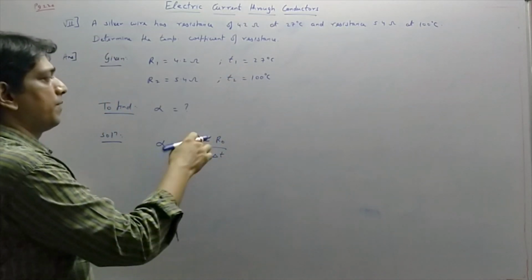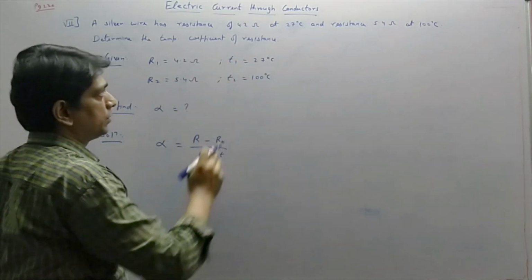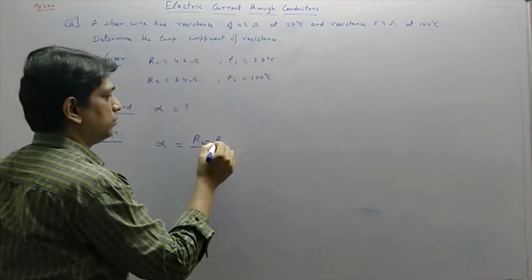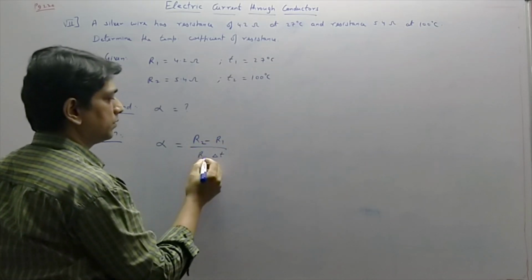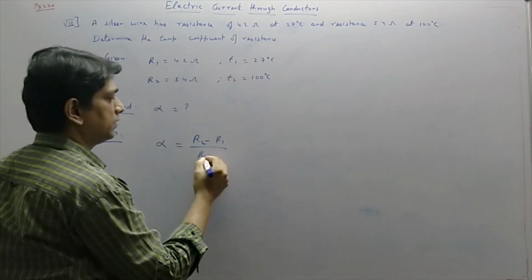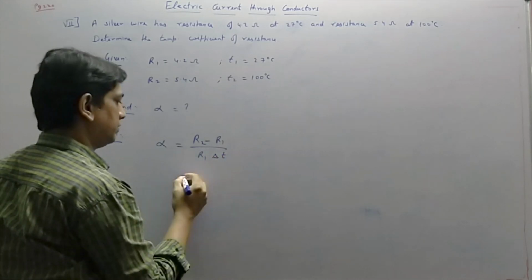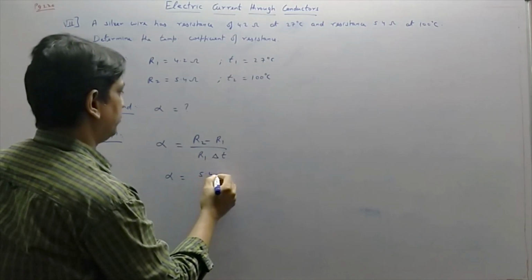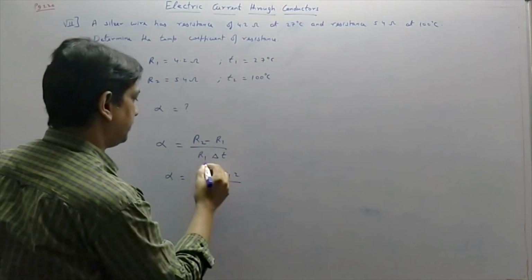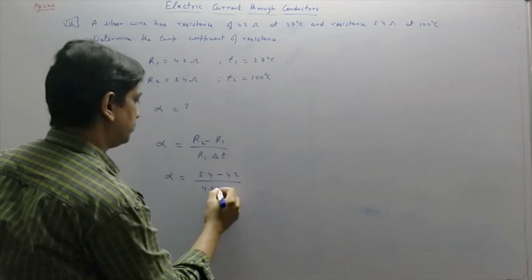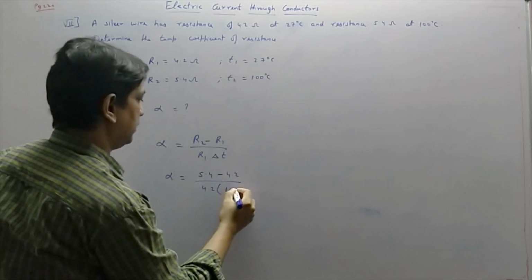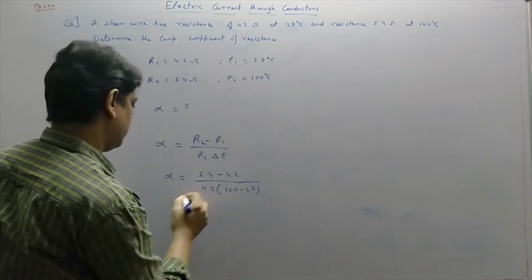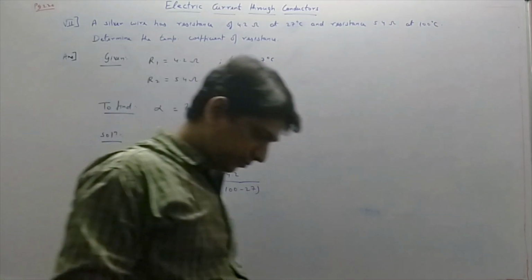But since the temperature here is already 27 degrees Celsius, instead of R0 we write R1, so R2 minus R1 upon R1, and then there is a delta T, the rise in temperature. So alpha is equal to 5.4 minus 4.2 divided by 4.2 into the rise in temperature, 100 minus 27. Very easy sum it is. So you solve this.